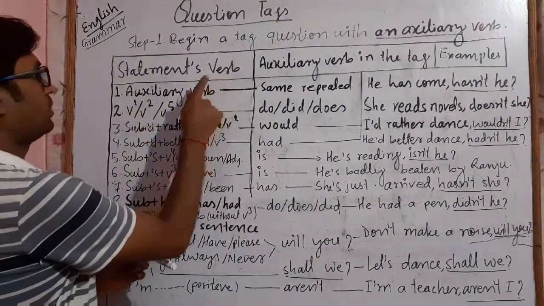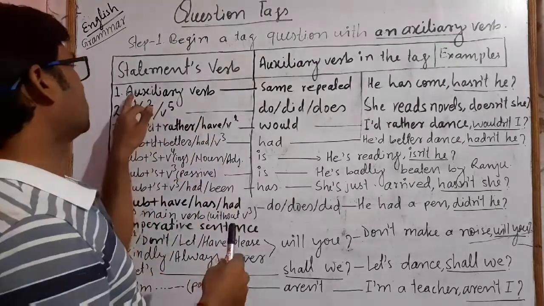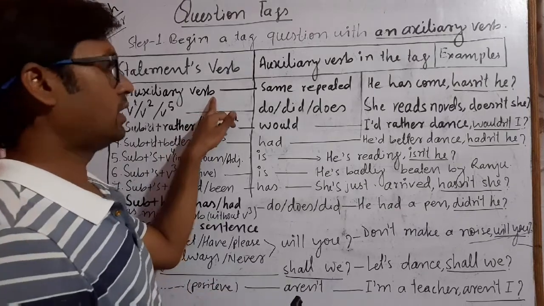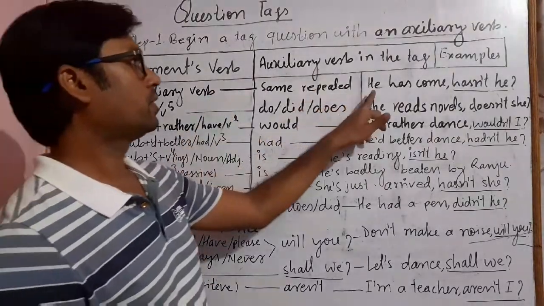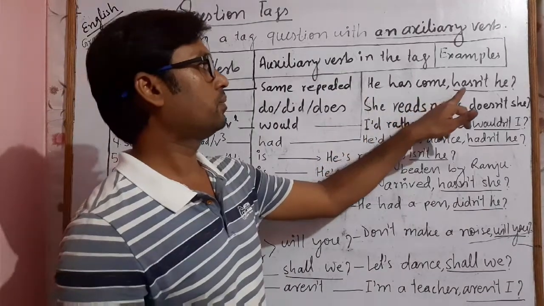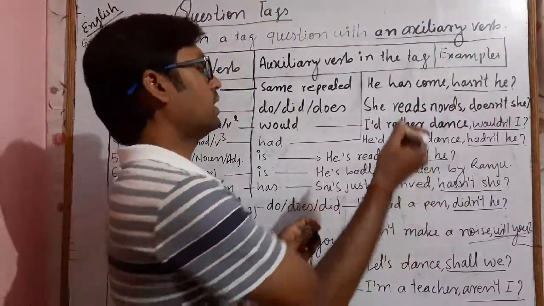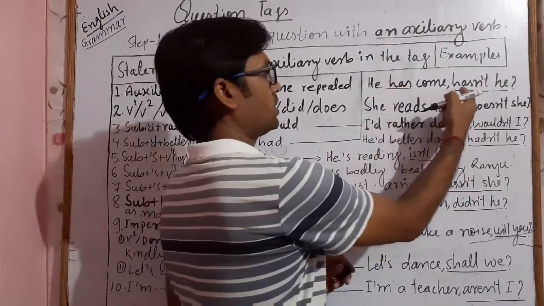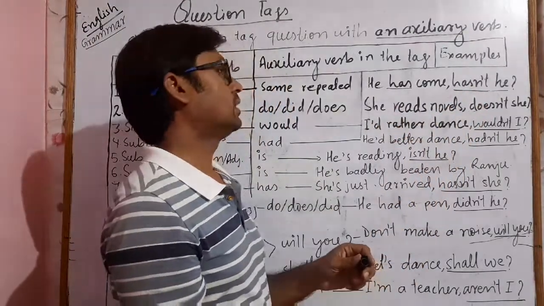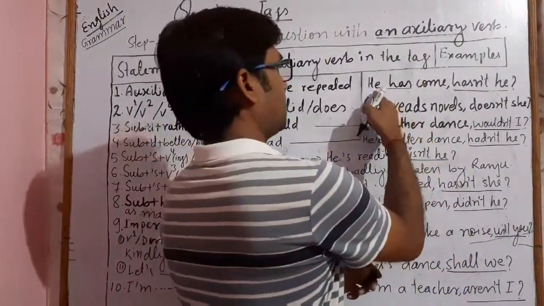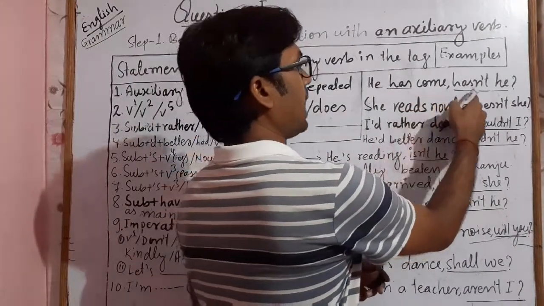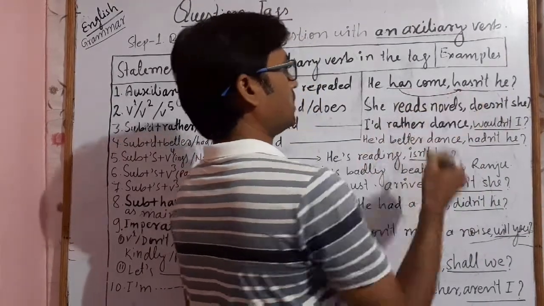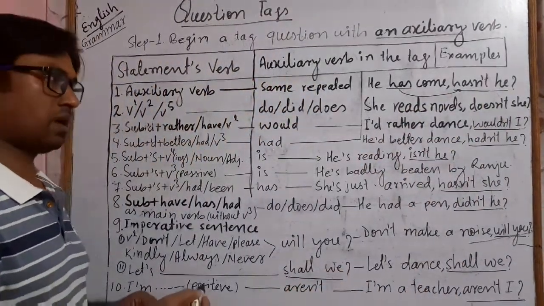Statement's verb: when a verb, like an auxiliary verb, is mentioned in the statement, that same verb should be repeated. Like, he has come, hasn't he? You can see here the auxiliary verb has. This statement is positive, so our question tag should be negative. We'll talk about that in step number 2. So, he has come, hasn't he? The same auxiliary verb is repeated when an auxiliary verb is mentioned.